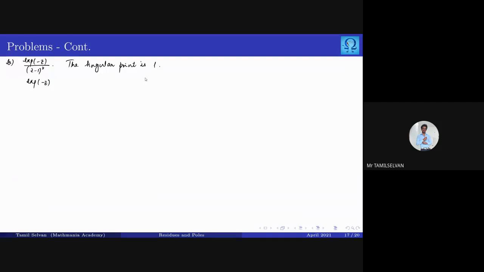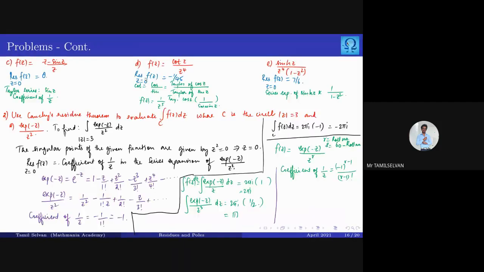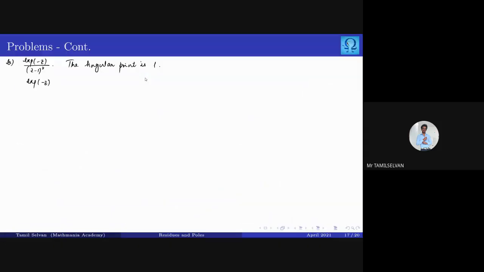Not every time will exponential of minus z have the expansion 1 minus z plus z squared upon 2 factorial. That is not always the case. When you expand about the origin, you get this series expansion. When you have to expand it around some other point, we will have to do it differently. Okay, let us take this to be the function.